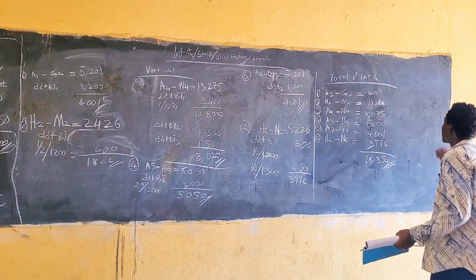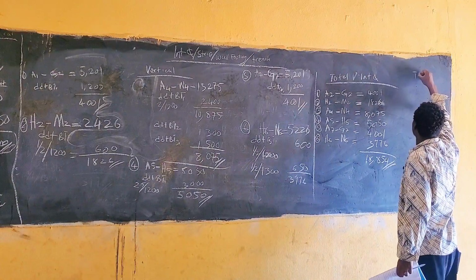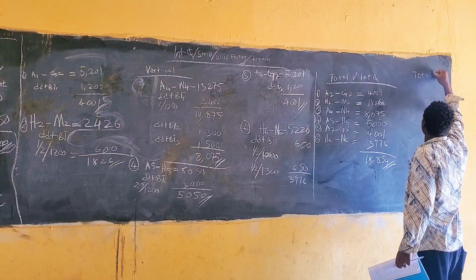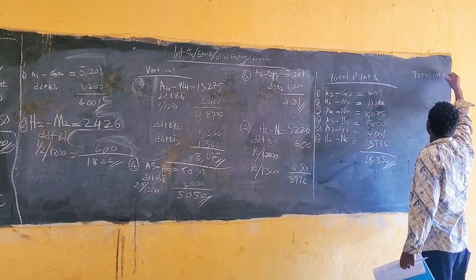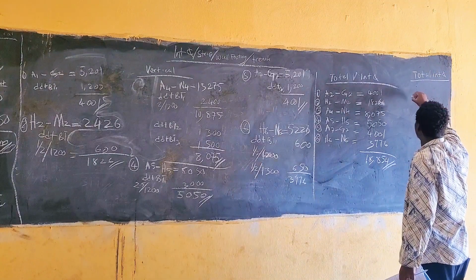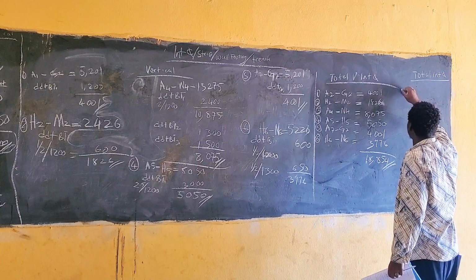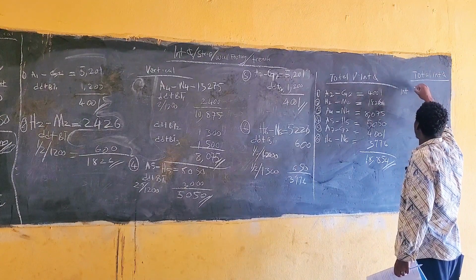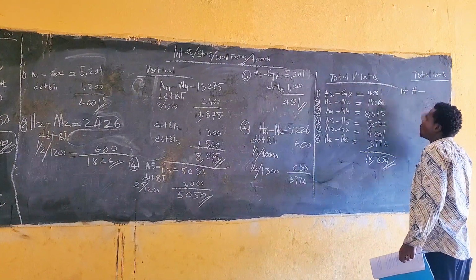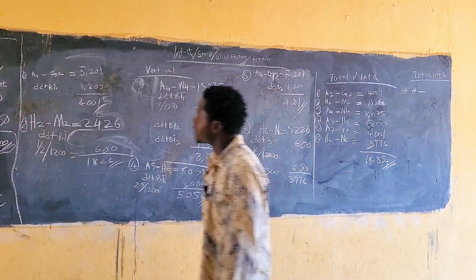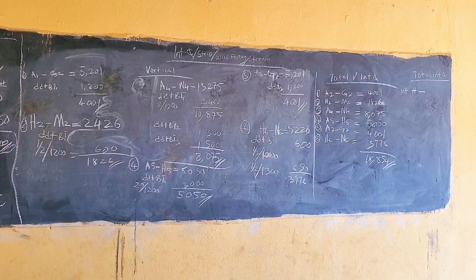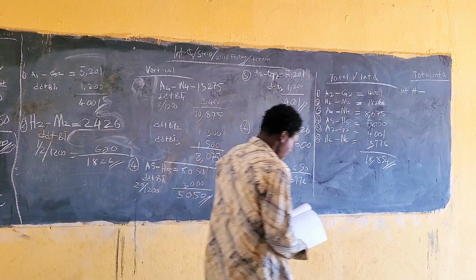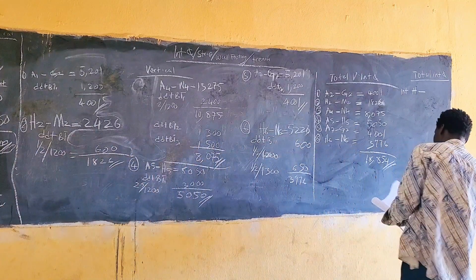So to get our total internal gap, I'm going to sum up the horizontal internal gap, which we kept here. Total internal H gap, we got it at 17,000.